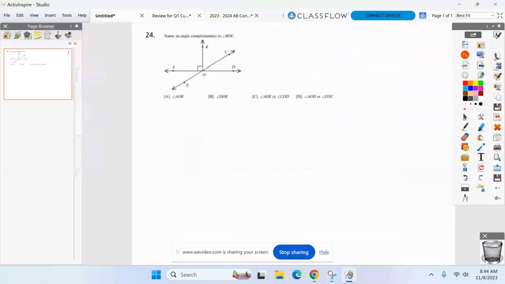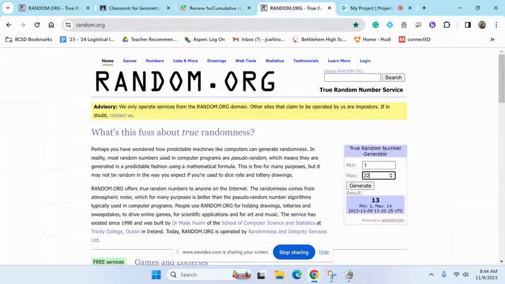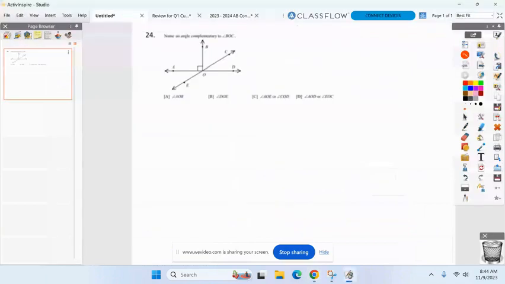Okay, we'll name an angle complementary to BOC. All right, it's going to be tough to do this one without knowing what complementary means. So my first question to somebody is, what the heck does complementary mean? Going back to our vocab from unit 1. Lauren, what did complementary mean to you? Adds to 90, right? So BOC plus another angle equal to 90 degrees.